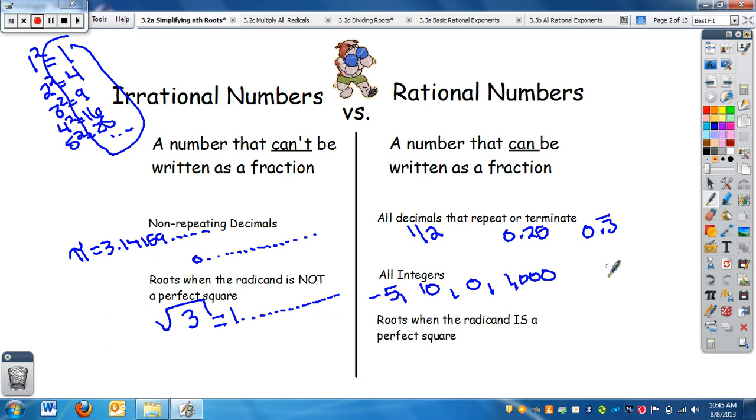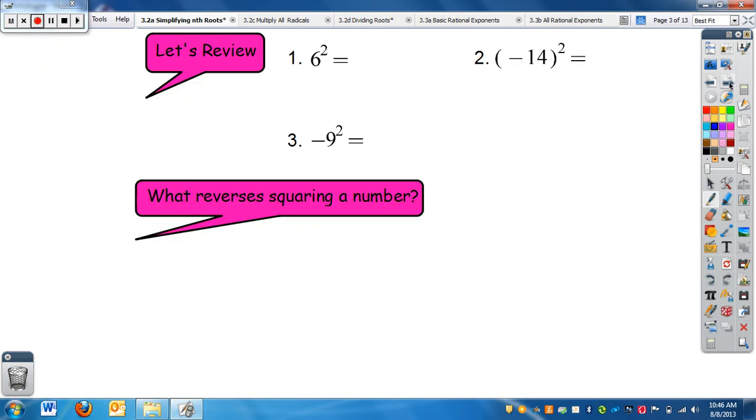A root is rational when the radicand is a perfect square. So if I have the square root of 49, well, the square root of 49 simplifies down to be 7. 7 times 7 is 49, or 7 squared is 49. So therefore, this is a rational number, where the square root of 3 is not. So it looks like it could be irrational, but when you simplify, it actually is rational.